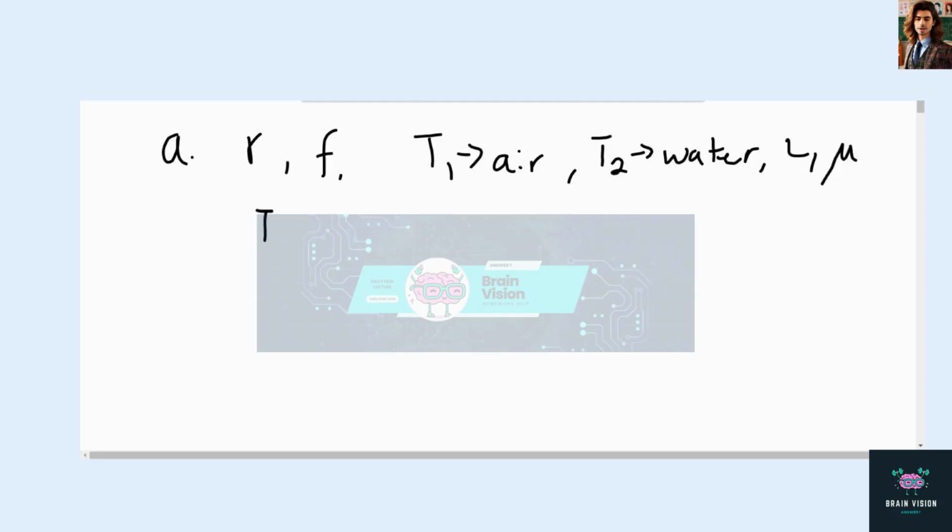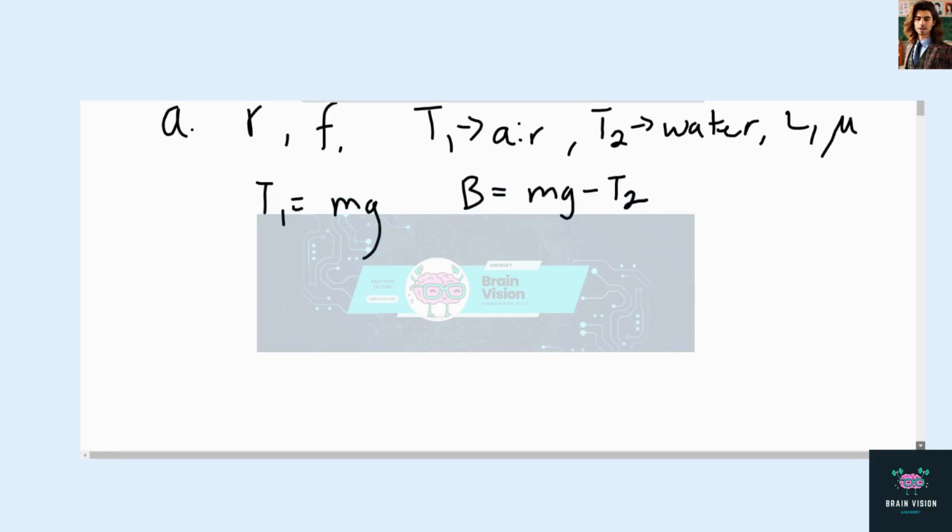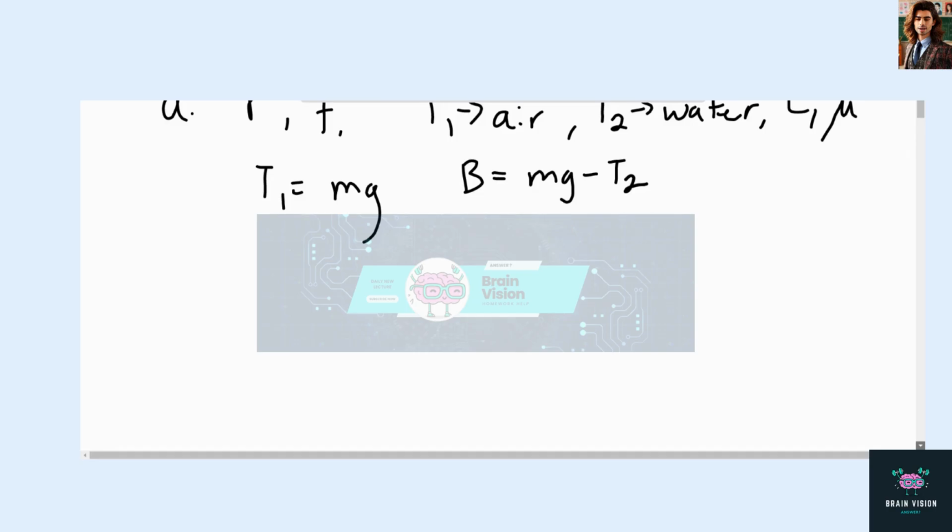So we can say that T1, where the sphere is suspended in air, is going to be equal to mg, where m is the mass of the sphere. And B, the buoyant force on the sphere when it's in water, is going to be equal to mg minus T2. We're also given two situations before, where the string is in the second harmonic when suspended in air, but it's in the fifth harmonic when suspended in water. But nothing else has changed.